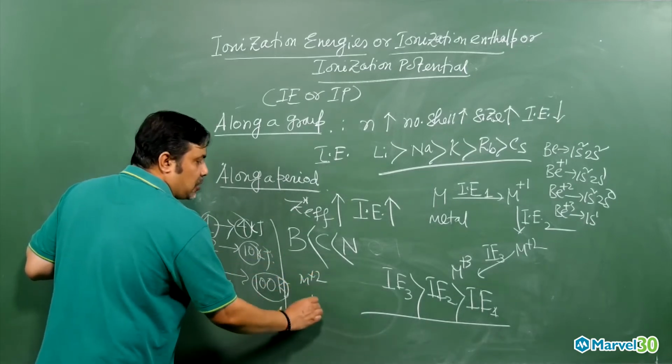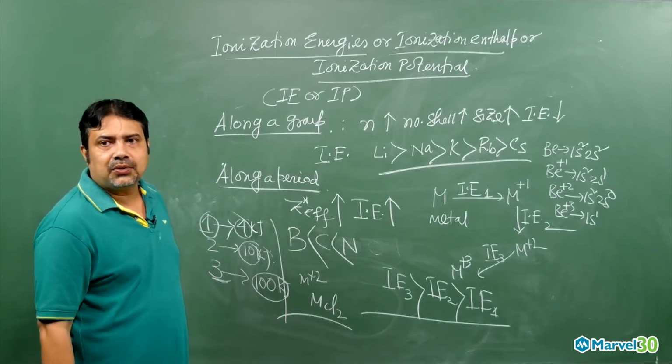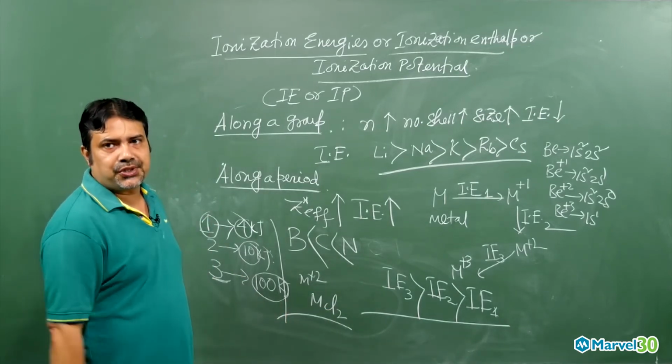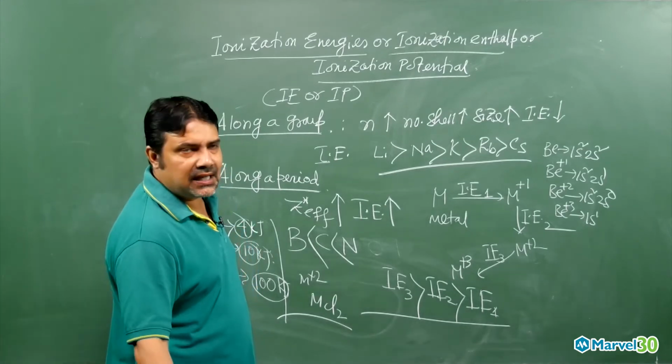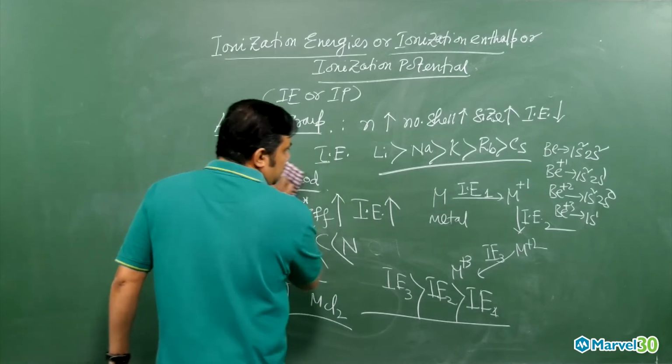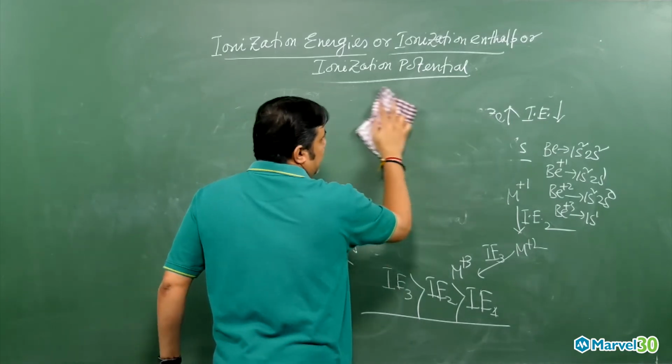If it is from the chloride, what will the formula be? MCl2. That is what you have to understand in this type of question. You got the point, my dear student. Now, another thing I want to discuss over here regarding some exceptional ionization energies.